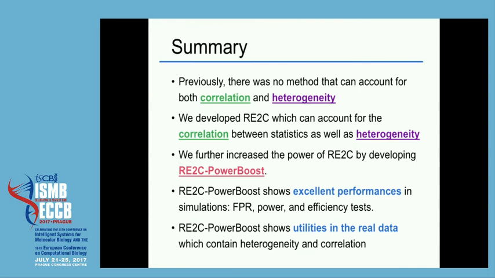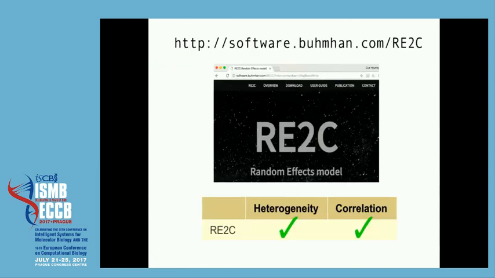In summary, previously there was no method that could account for both correlation and heterogeneity. So we developed R2C, which can account for both. And we further increased the power of R2C by developing R2C power boost. It shows excellent performance in simulations and shows utility in real data, which contains heterogeneity and correlation. And this is our website for the software.